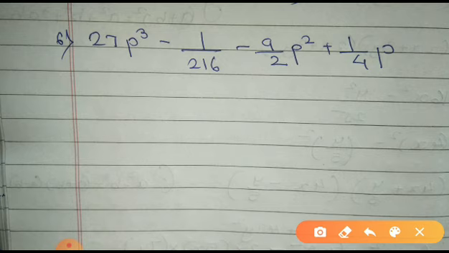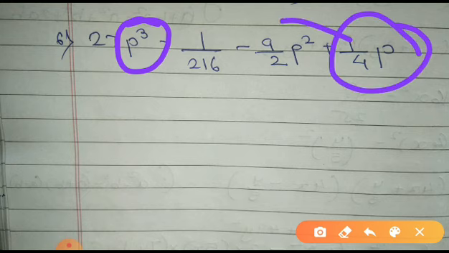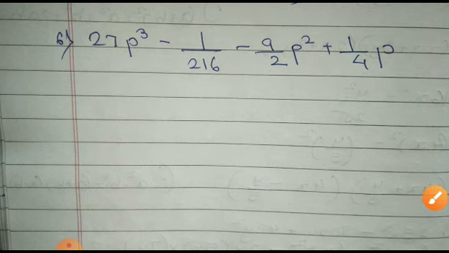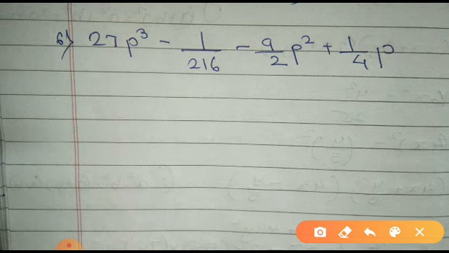27p cube minus 1 by 216 minus 9 by 2 p square plus 1 by 4 p. Again, I have got something here, p cube. Now check whether I have any other cube term. This is not. I have to check for 1 by 216. The cube root of 1 is 1, so no problem. What about 216?